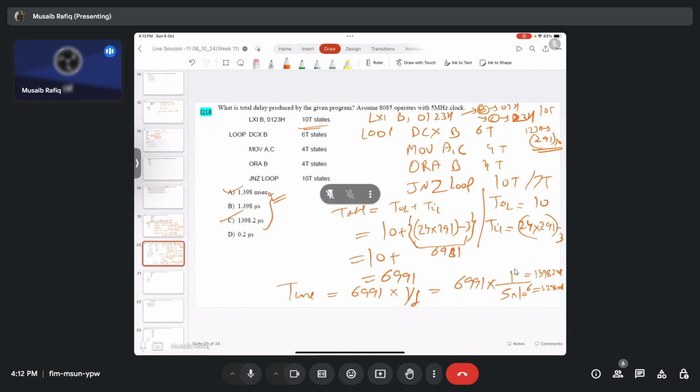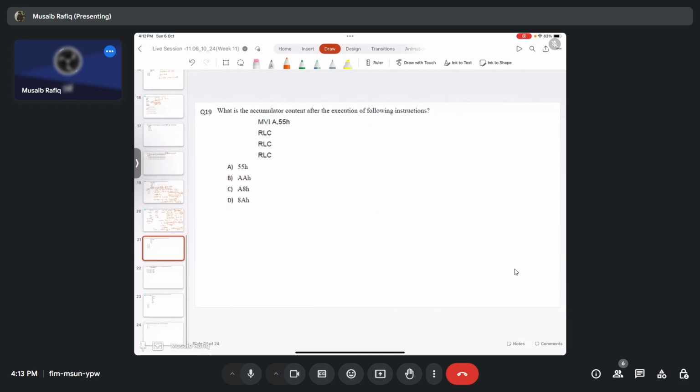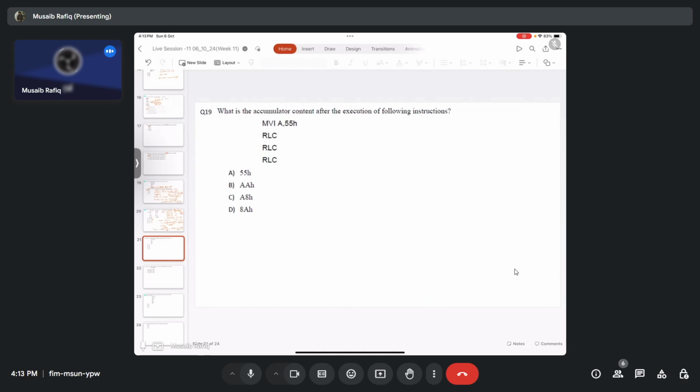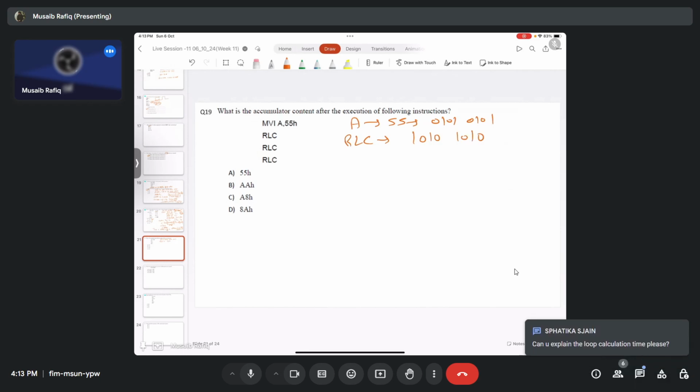Now I have another question, that is question number 19. What is the accumulator content after the execution of the following instructions? So A gets 55, that is 01010101. RLC is rotate left, so it is 10101010.